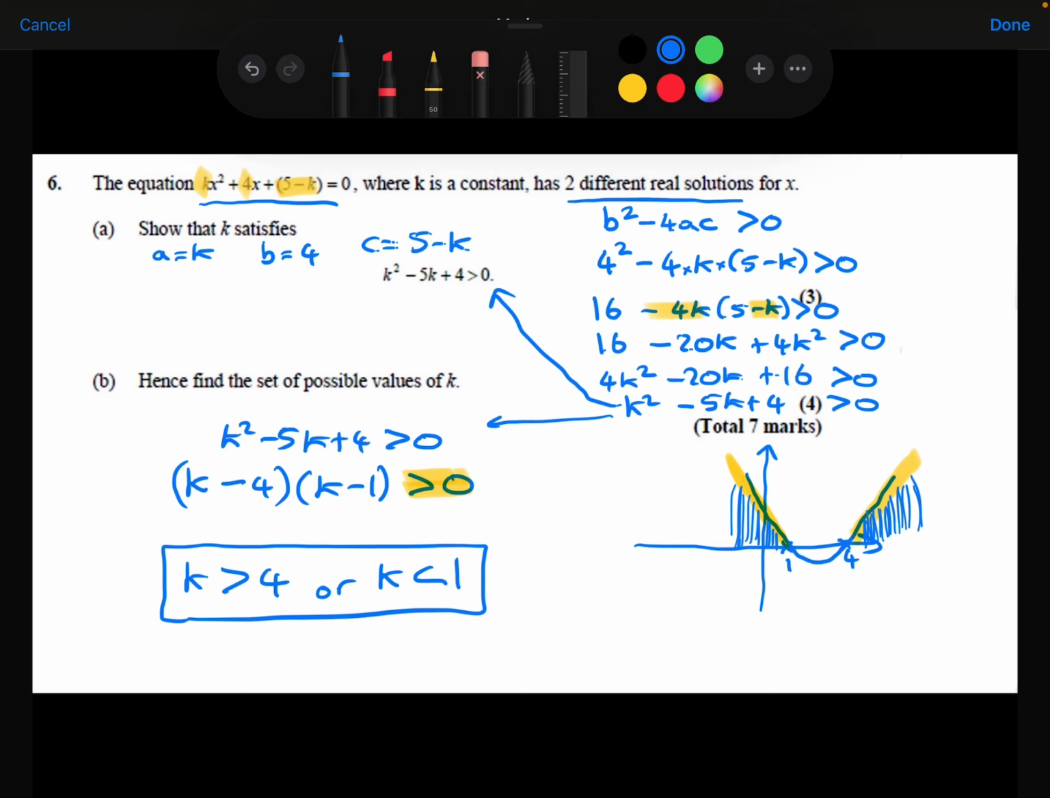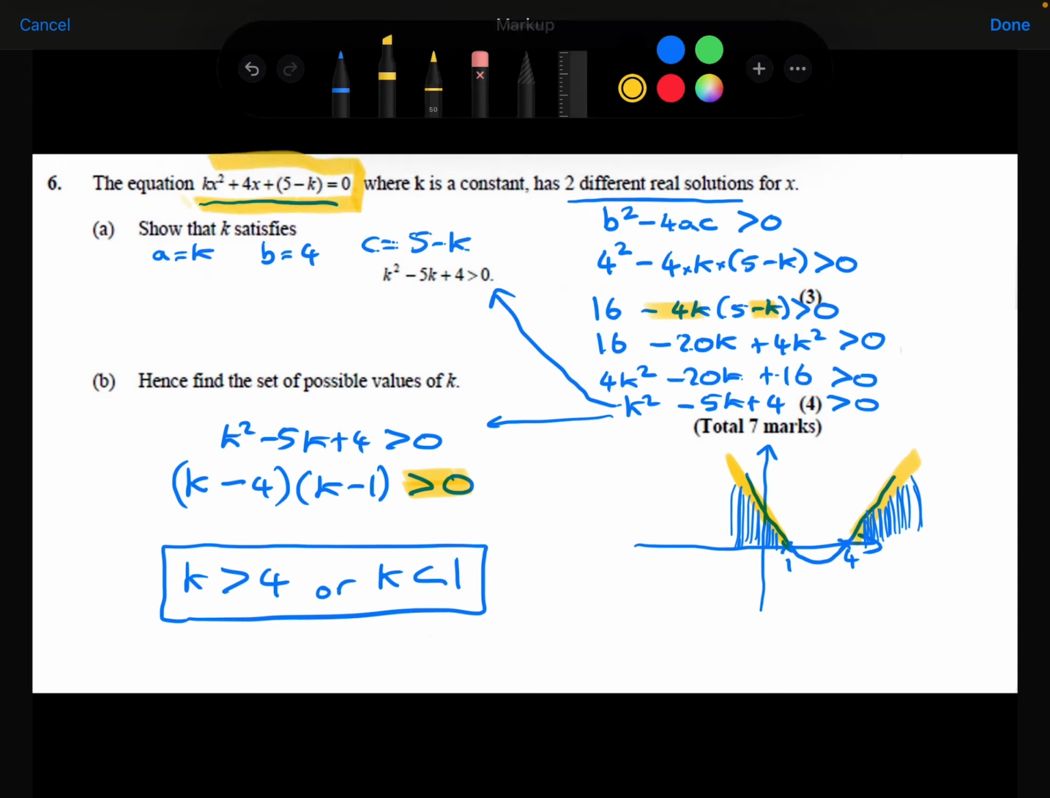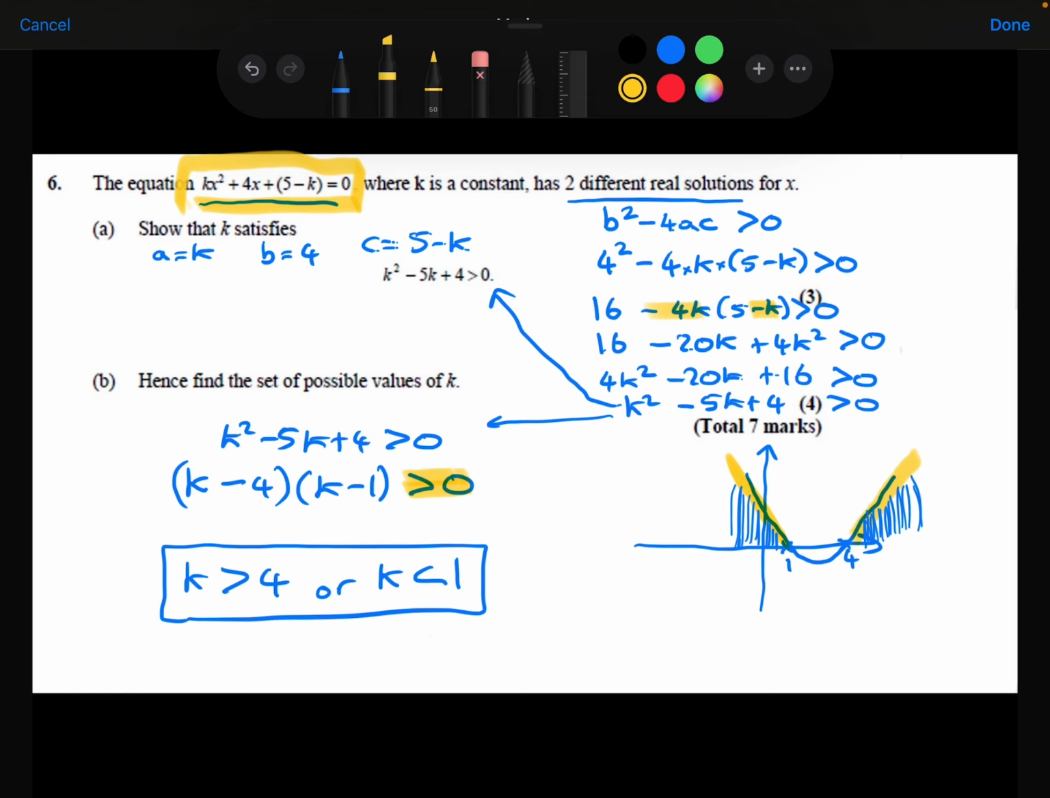If k is bigger than 4 or less than 1, then that equation at the top here that we started with will have two real solutions. If k is greater than 4 or less than 1, then that equation will have two real solutions.